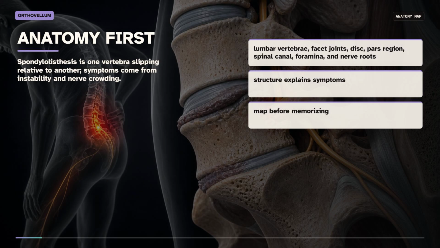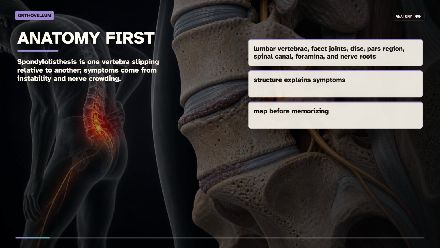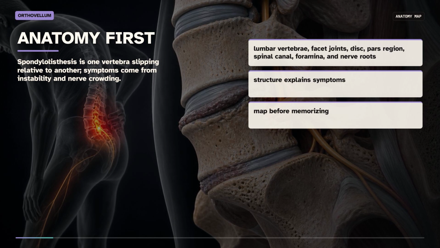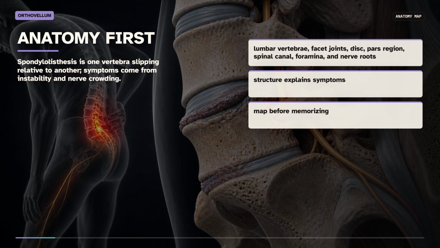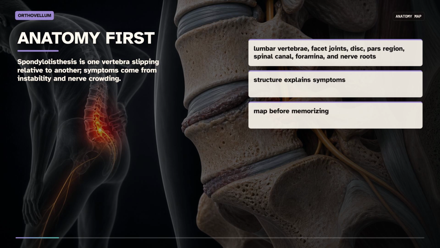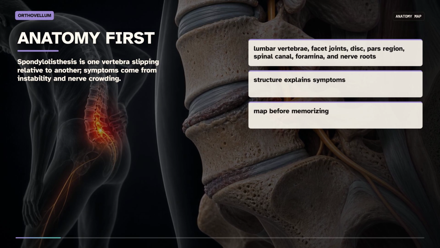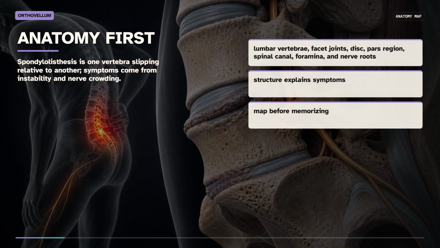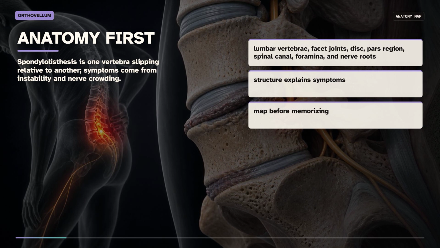Start with the anatomy. For adult spondylolisthesis, the important structures are lumbar vertebrae, facet joints, disc, pars region, spinal canal, foramina, and nerve roots. Do not memorize the picture as a list. Ask what each structure is trying to do when the person moves. In real life, the problem sounds like this: low back ache, leg pain with standing or walking, relief sitting, and fear that the spine is sliding apart. That story is the doorway into the diagnosis.